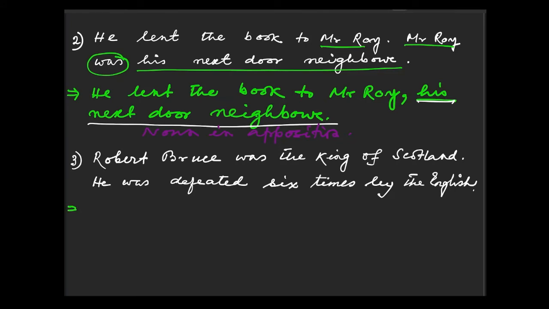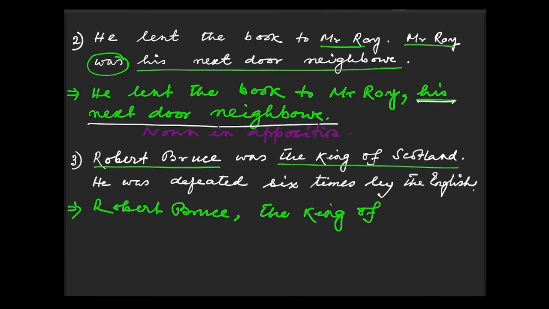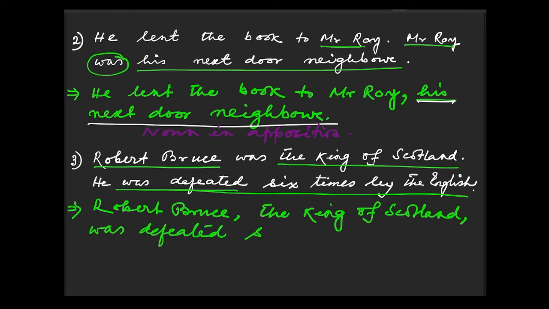Now the next question. Robert Bruce, noun, the King of Scotland. Use them side by side. Robert Bruce, comma, the King of Scotland, comma, from here, was defeated 6 times by the English.